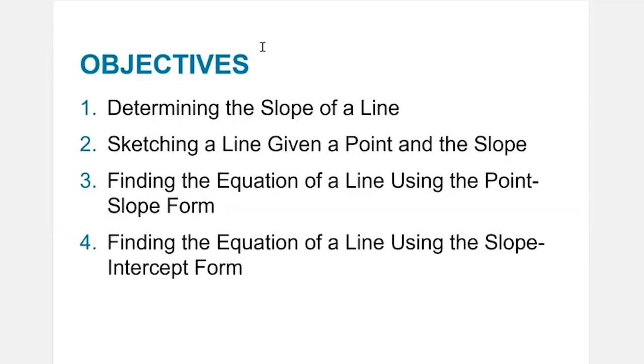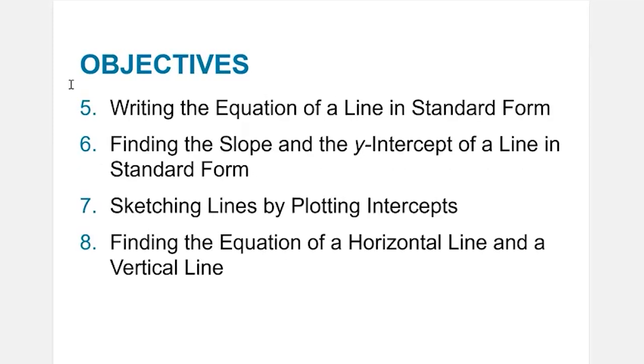So now we're going to do section 2.3. We're skipping section 2.2. So now we're on 2.3, and this is about lines. In this section, we're going to find out how to determine the slope of a line, sketch a line given a point and the slope, find the equation of a line using point slope form, and find the equation of a line using the slope intercept form. Okay. Yeah, we're going to do all this.